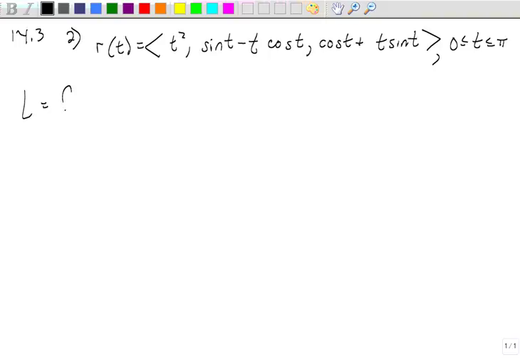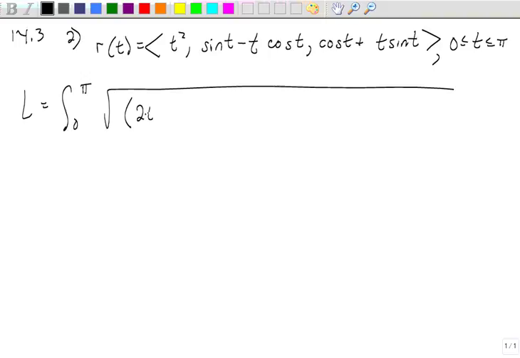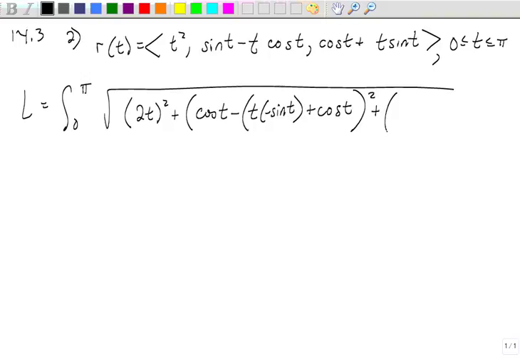So the length is the integral from 0 to pi of the square root of, take each of the derivatives. So the derivative of f is 2t squared. The derivative of g is cosine t minus, here we have to use the product rule. I'm taking the derivative of each one.